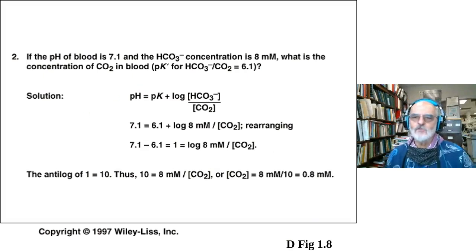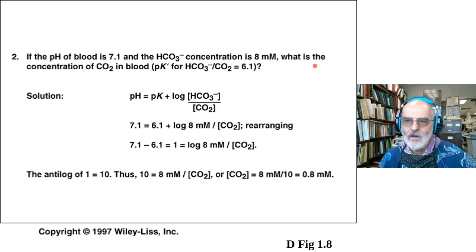So, for example, if you were to check the blood pH of a patient and we found that it was 7.1, and we found that the bicarb concentration was 8 millimolar, then the question is, so this is a pH problem using Henderson-Hasselbalch, what is the concentration of CO2 in the blood? And remember the pK you're going to use is 6.1. So 7.1, the pH, is equal to 6.1 plus the log of 8 millimolar divided by CO2.